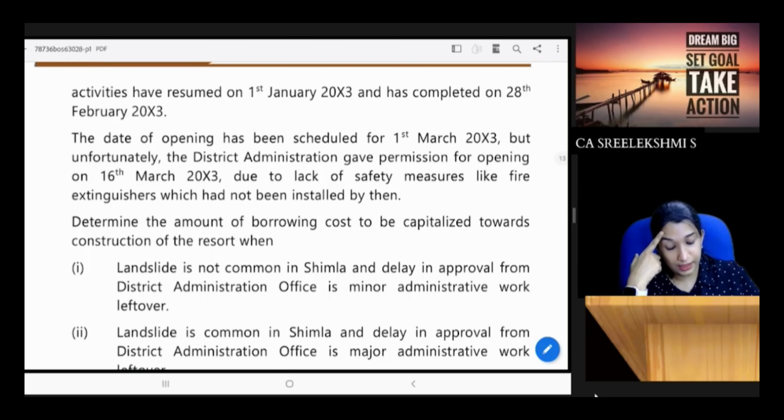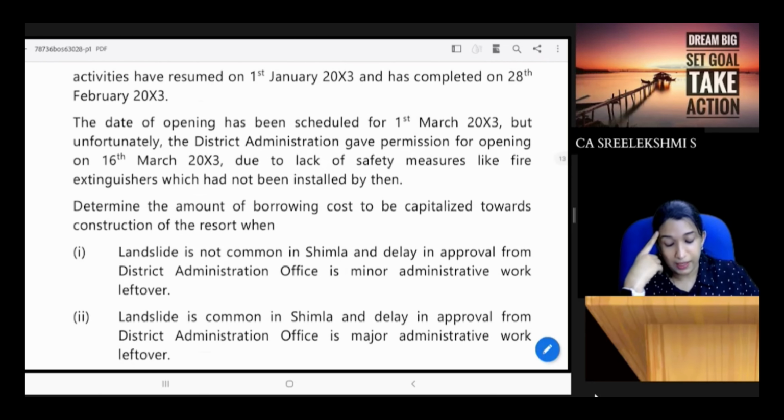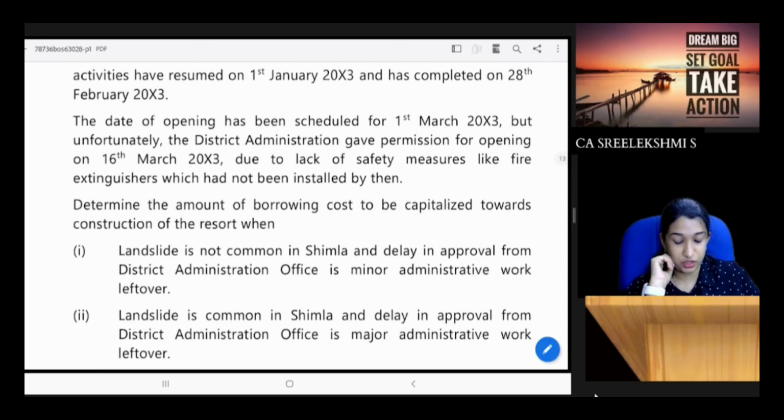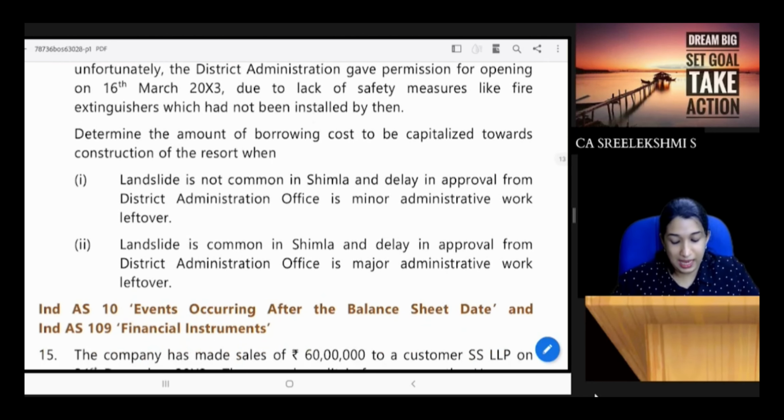The date of opening has been scheduled for 1st March, but unfortunately the district administration gave permission for opening on 16th March 2013 due to lack of safety measures like fire extinguishers which had not been installed by then. Okay, determine the amount of borrowing cost to be capitalized towards construction of resort when landslide is not common in Shimla and delay in approval from district administration offices, minor administrative work left over.